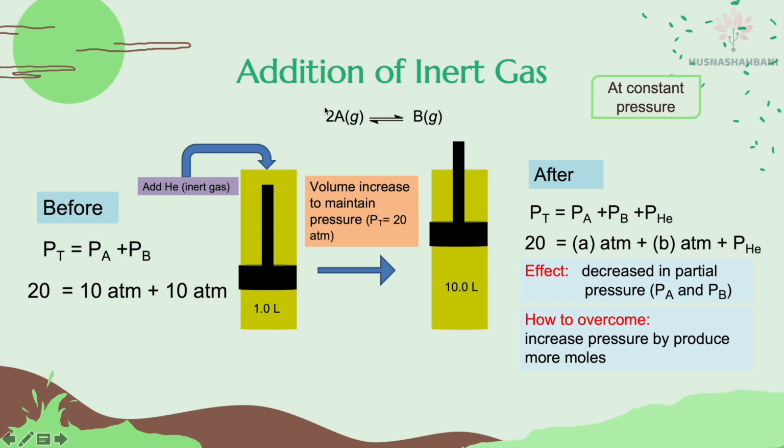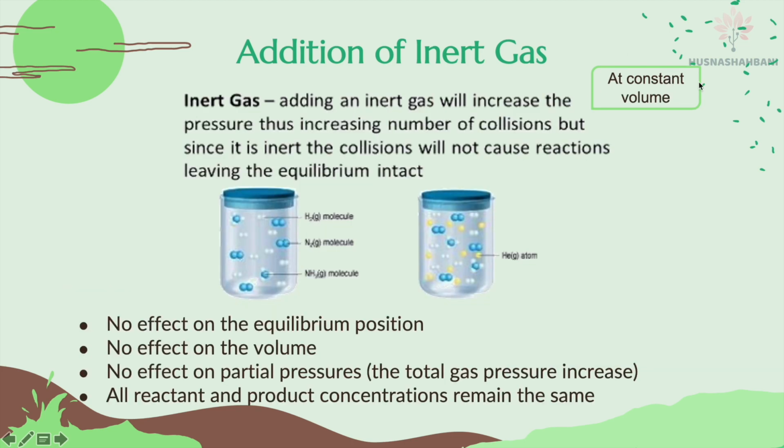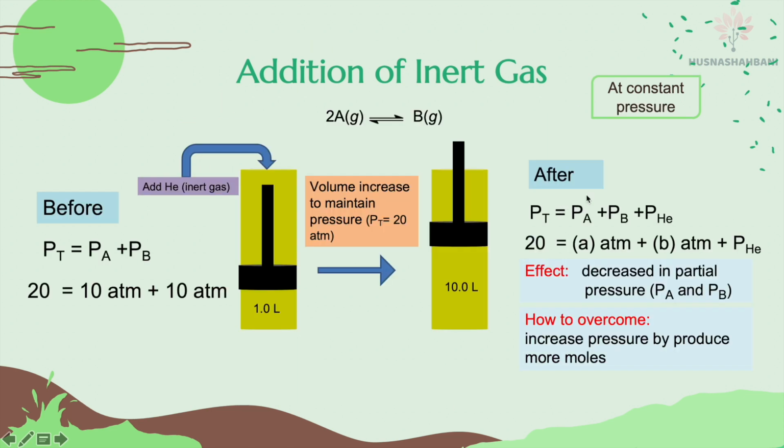For example, you have 2 moles of reactant A to produce 1 mole of product B. This is at constant pressure. Previously, that one was at constant volume, where the volume is fixed. This one, the pressure is fixed. You need to fix the pressure when you add the inert gas.